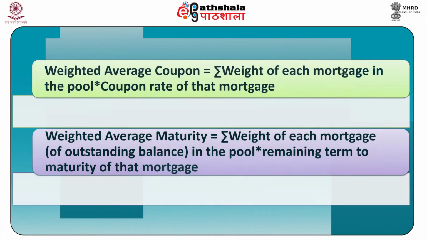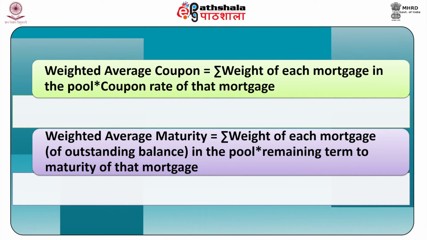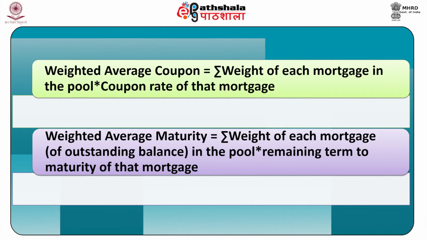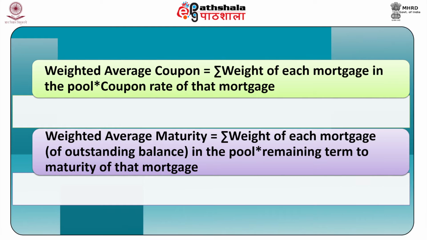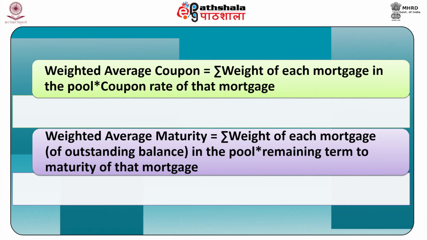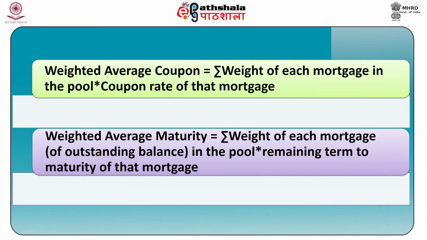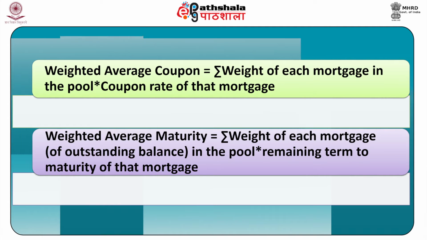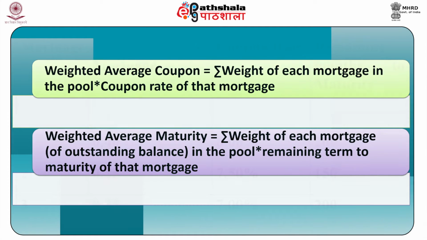Therefore, the coupon rate offered on MBS is calculated by taking the weighted average coupon of all the mortgages. To calculate the weighted average coupon, the following method is used. Weighted average coupon is equal to sigma, weight of each mortgage in the pool multiplied by the coupon rate of that mortgage. Similarly, the maturity period of MBS is the weighted average maturity of the pool of mortgages. It is calculated in the following manner. Weighted average maturity is equal to sigma, weight of each mortgage's outstanding balance in the pool multiplied by the remaining term to maturity of that mortgage.